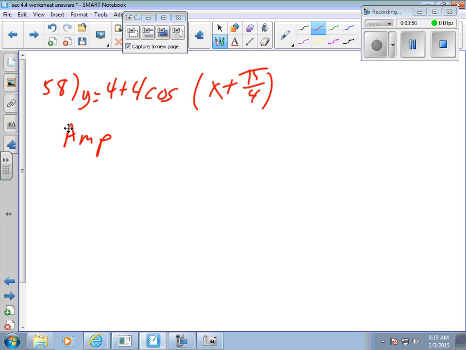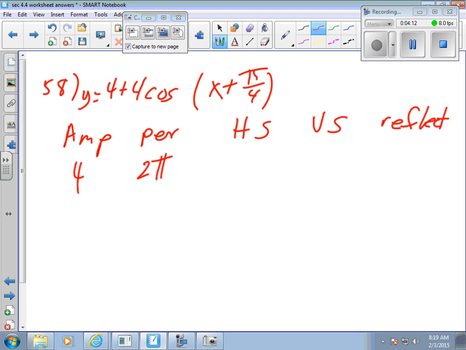Amplitude, period, horizontal shift, vertical shift, and is it reflected? Our amplitude here is 4. Our period is going to be 2 pi divided by whatever's in here. If there's nothing in there, we'll call it 1. Horizontal shift is our side to side, and it looks like we're going to be moving pi over 4 to the left. Our vertical shift is positive 4, and we are not reflecting.